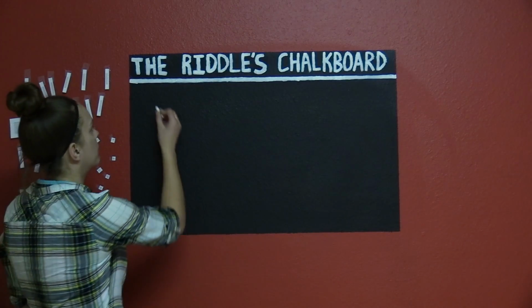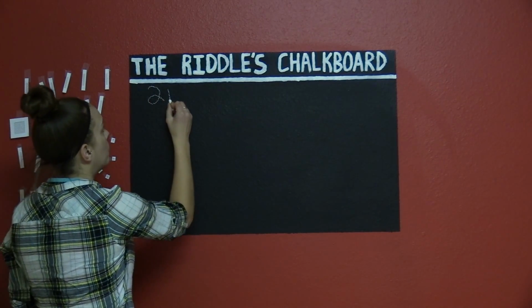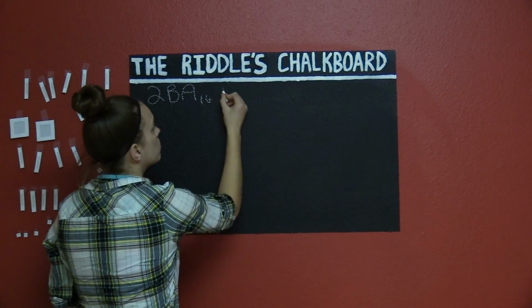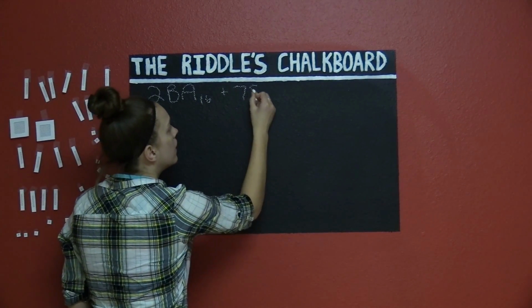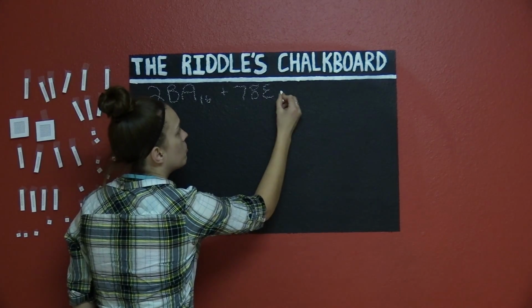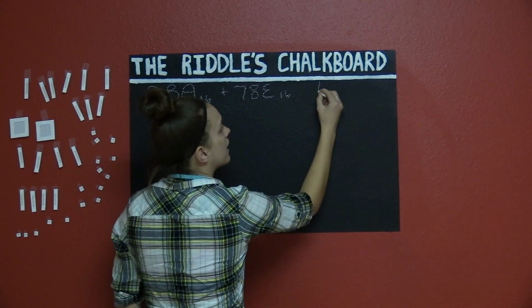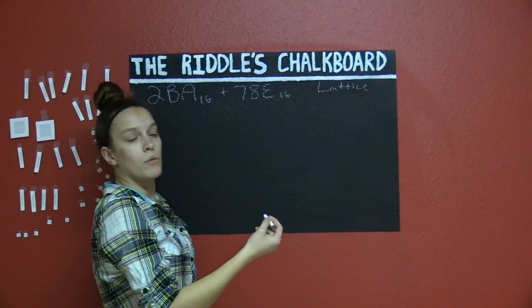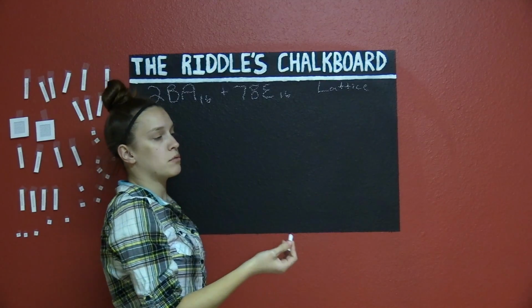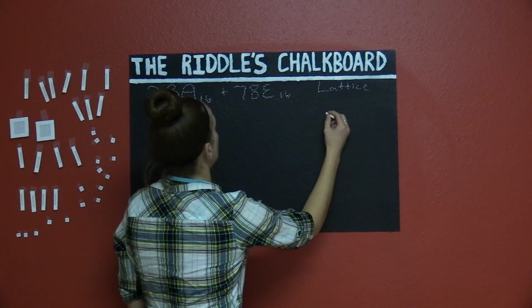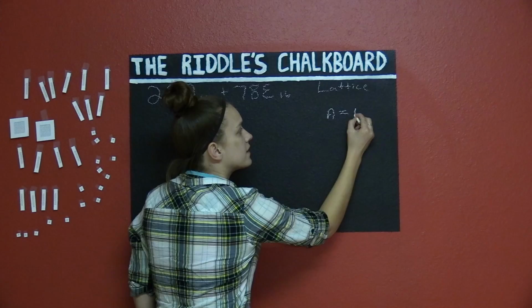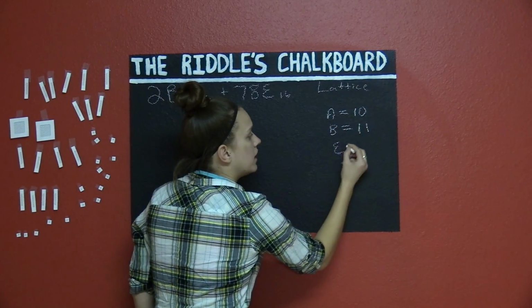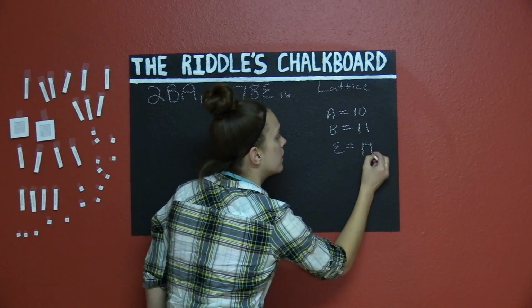Okay, so our next problem is 2BA base 16 plus 78E base 16, and we're going to use lattice. Okay, so just a note before we start, when we're above base 12, our letters represent numbers, so we'll just make a little key. We have an A, that represents 10. We have a B, that represents 11. And we have an E, which represents a 14.